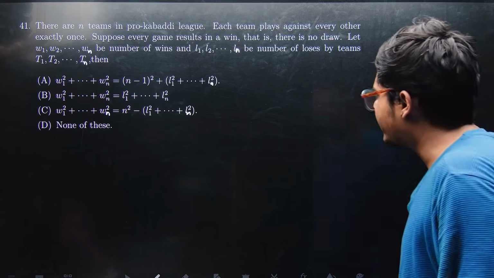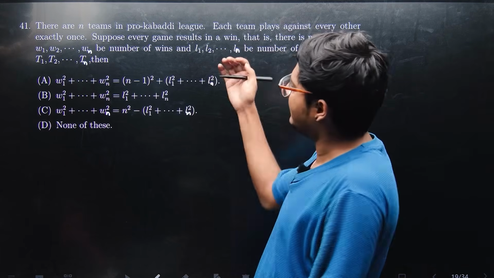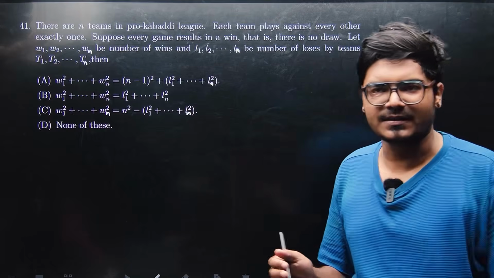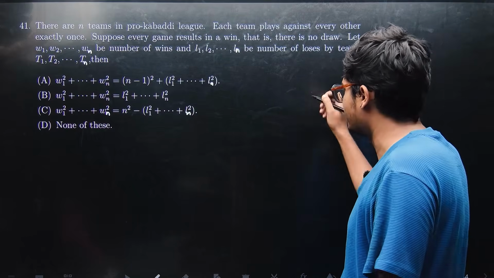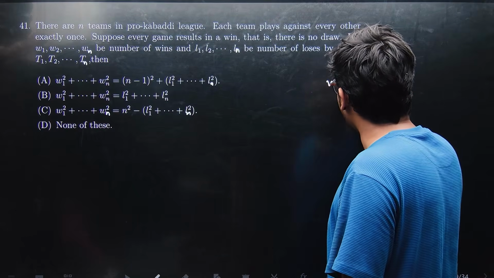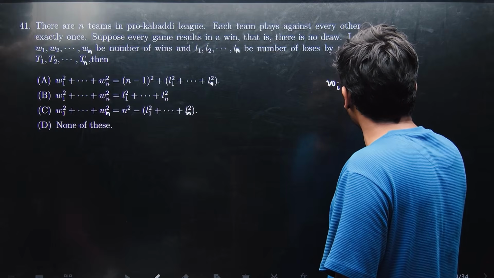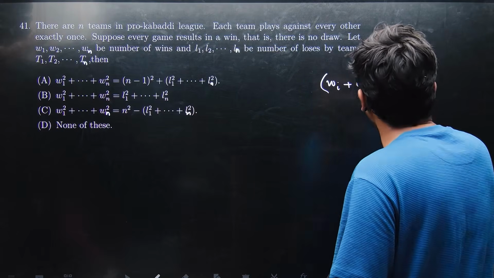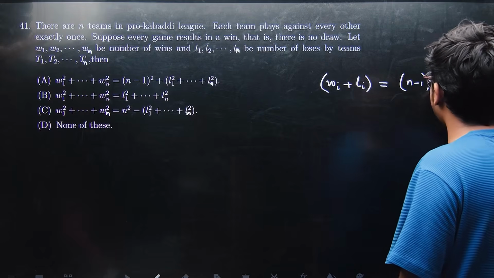So the first thing you need to observe is that every team plays how many matches? N-1 matches, right? Because there are n-1 other teams, right? So I know that no matter what happens, the number of wins plus the number of losses for the ith team is always a constant, right? It's always going to be n-1.